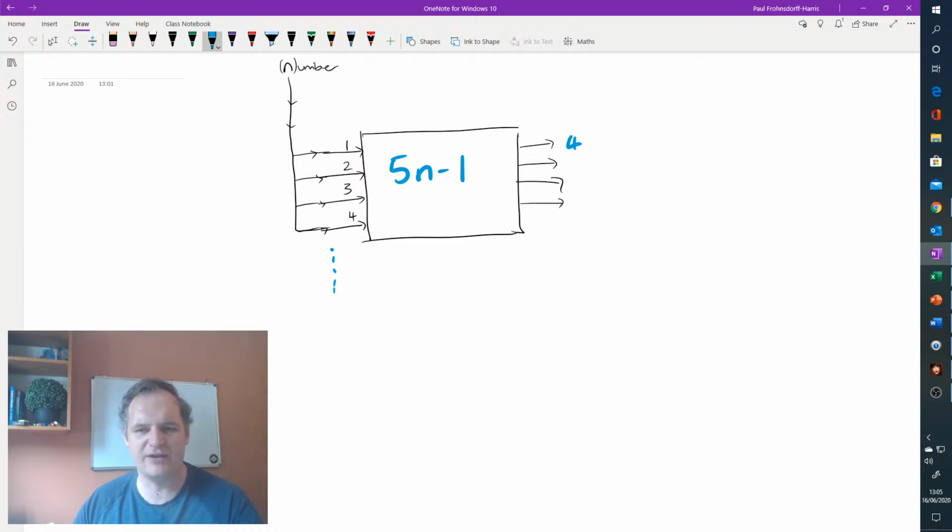Another way of thinking about it is it's the 5 times table, 5, 10, 15, 20, is called 5n. Therefore, 5n minus 1 is take 1 away from each of these numbers. So well done if you got 4, 9, 14 and 19.